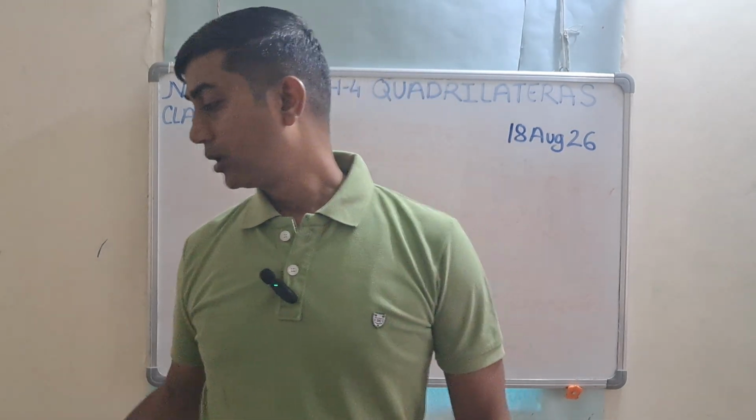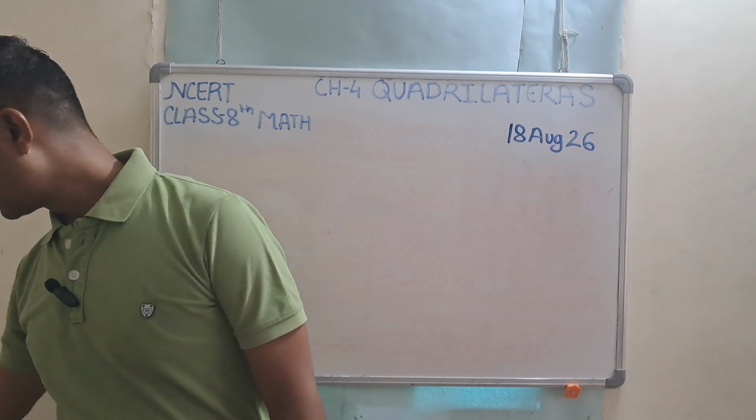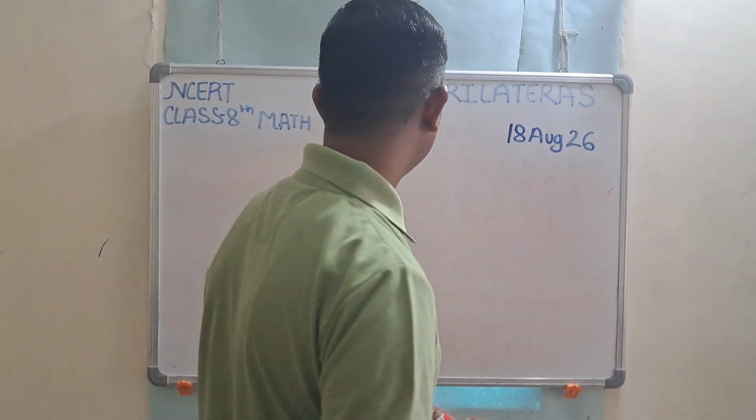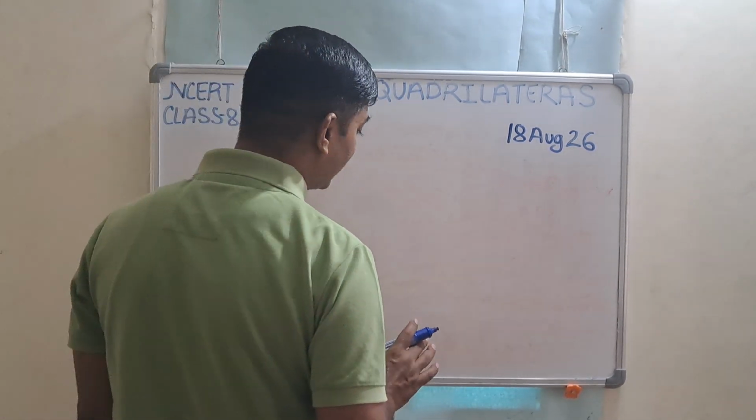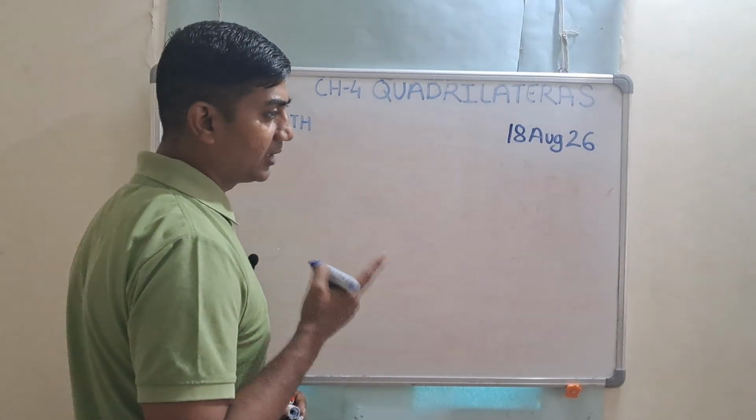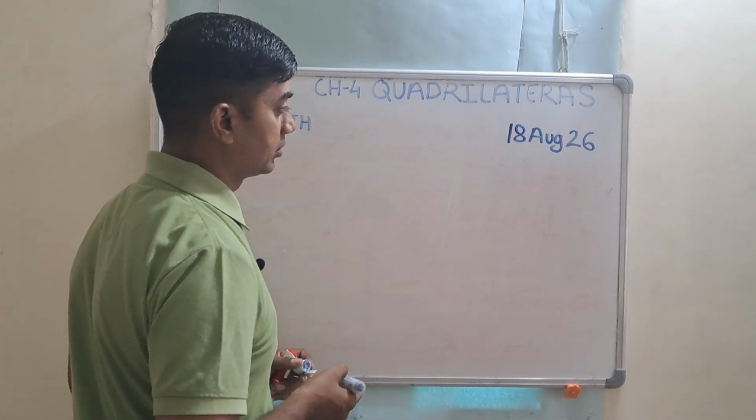Understood? Now what they are saying, see, a quadrilateral has four equal sides and one angle is 90 degrees. What does it mean?